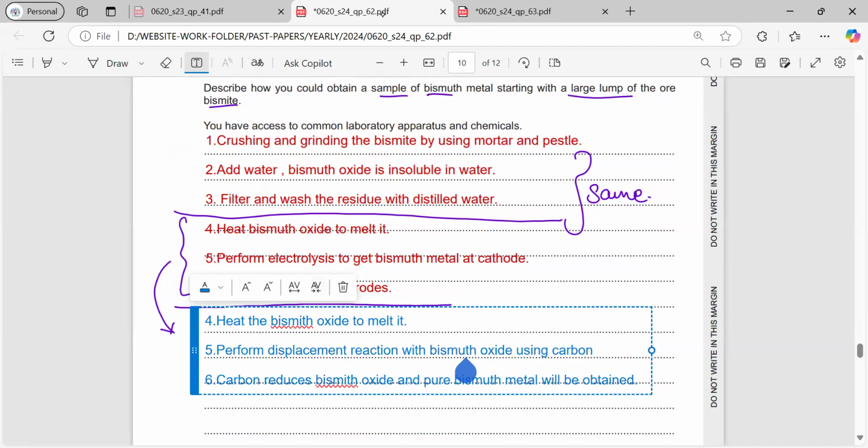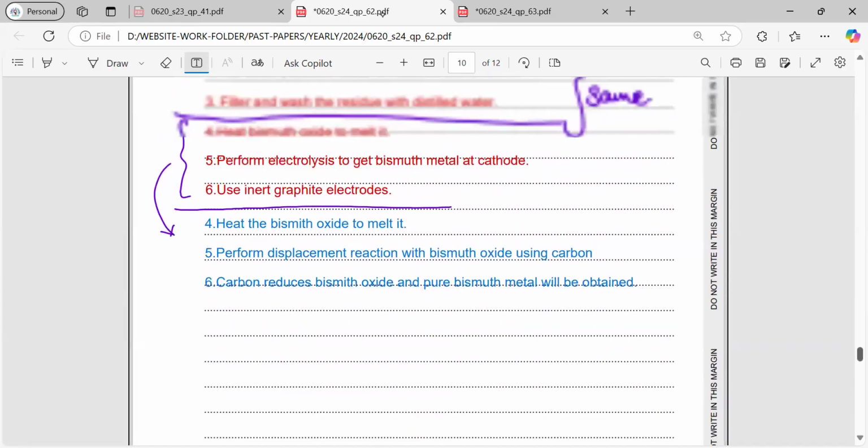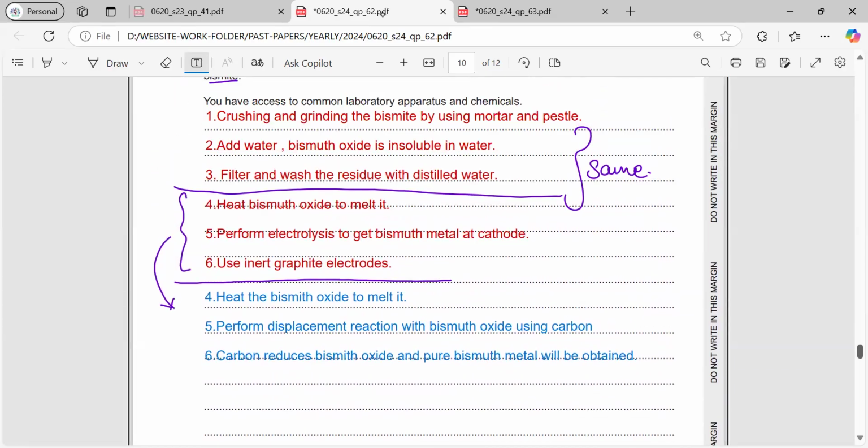So that's it. This was our paper 6, variant 2 of the May-June 2024 paper.